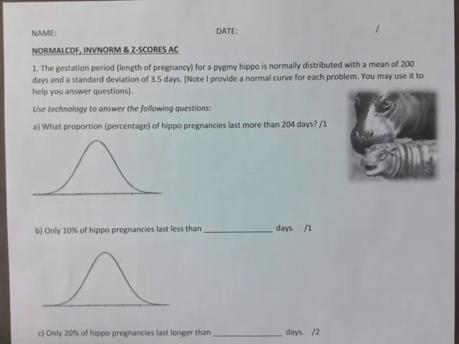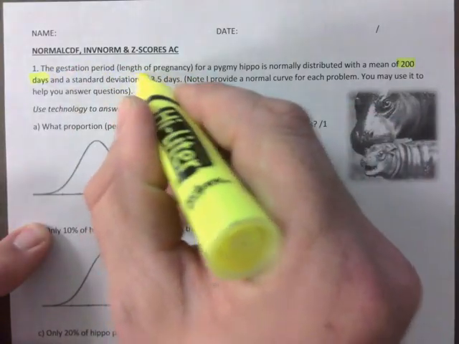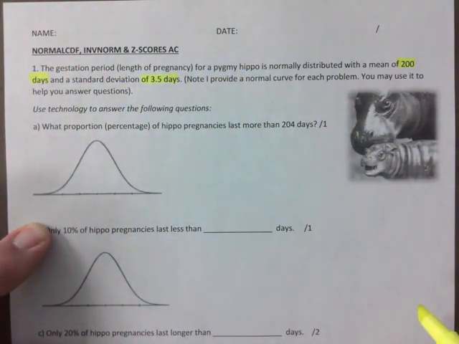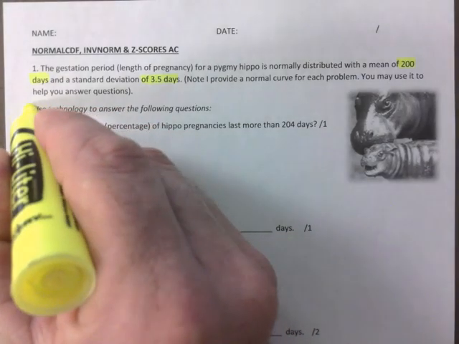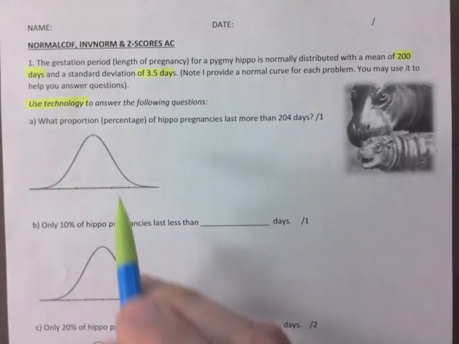So for the first one, just get my normal CDF, inverse norm, z-scores, and so forth. The length of the pregnancy is 200 days, with a standard deviation of 3.5. Note that I provide a normal curve just for reference. Watch this: if I say use technology, I want you to use normal CDF or inverse norm. Even if you think you can just draw your curve like we started off with, technology means calculator.